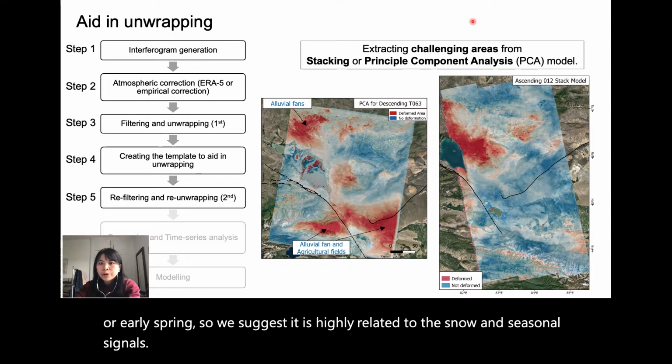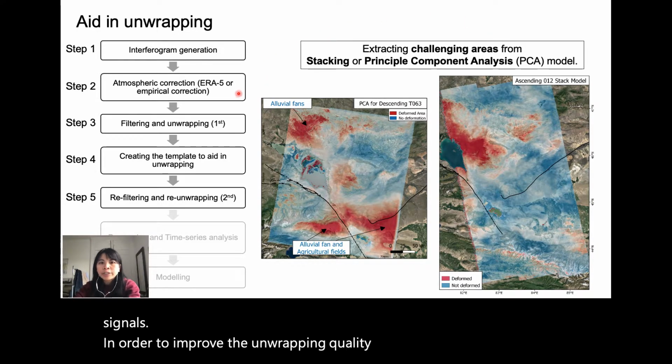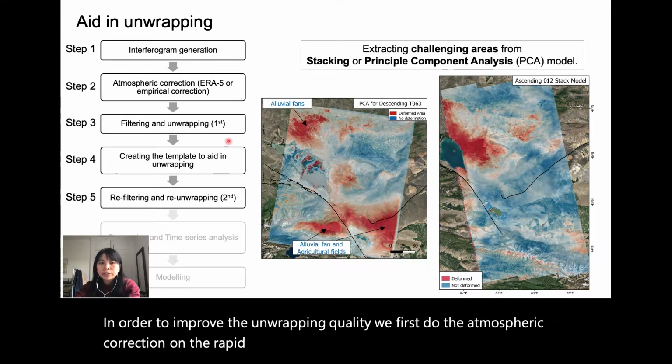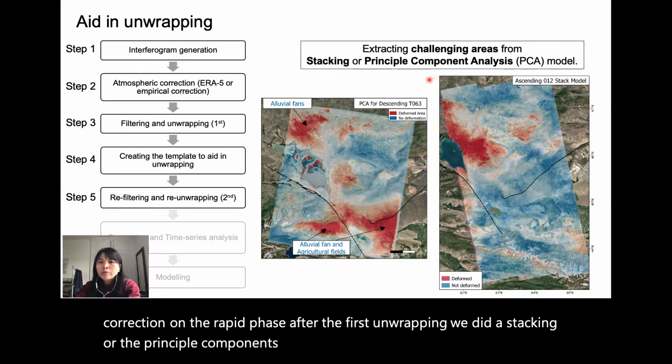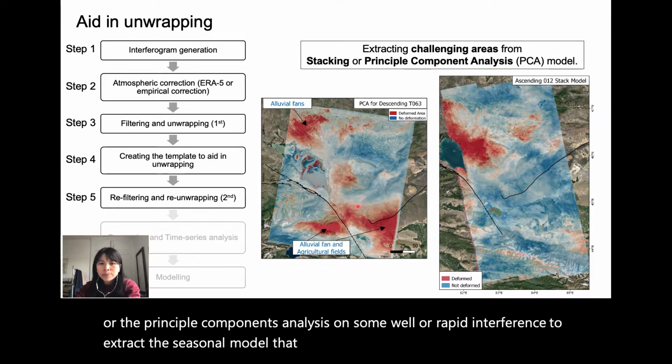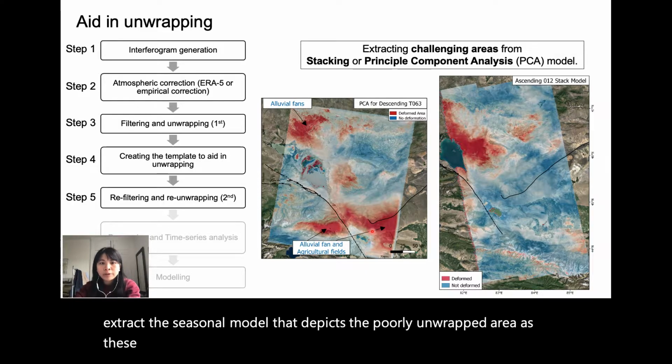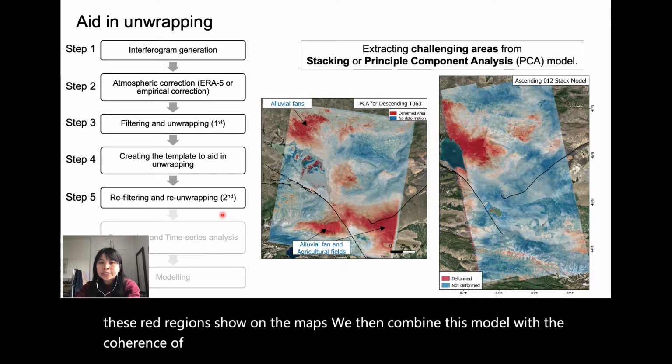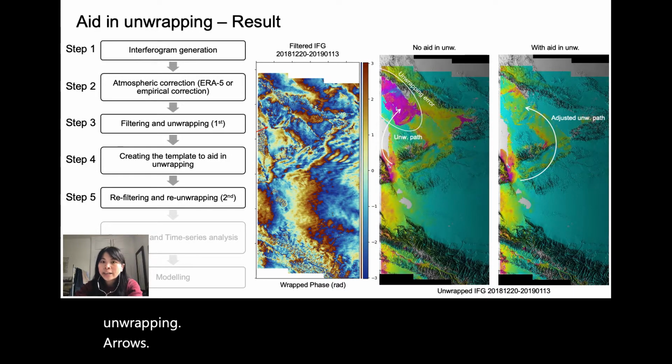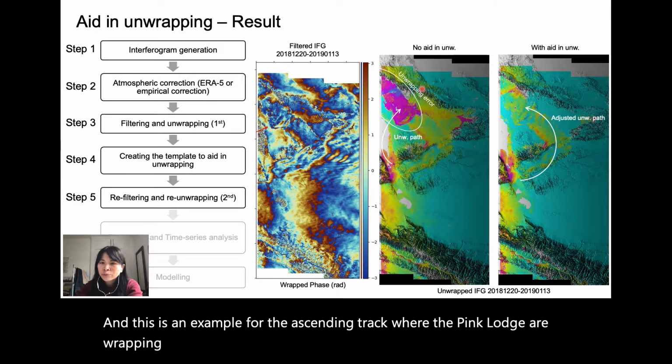In order to improve the unwrapping quality, we first do the atmospheric correction on the wrapped phase. After the first unwrapping, we did a stacking or principal component analysis on some well-unwrapped interferograms to extract the seasonal model that depicts the poorly unwrapped area, as these red regions show on the maps. We then combine this model with the coherence of each pixel to do the second unwrapping for reducing the unwrapping errors. And this is an example for the ascending track where the pink large unwrapping error is successfully removed with the help of the second unwrapping.